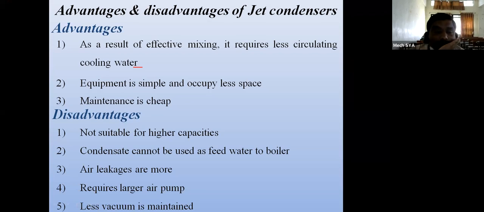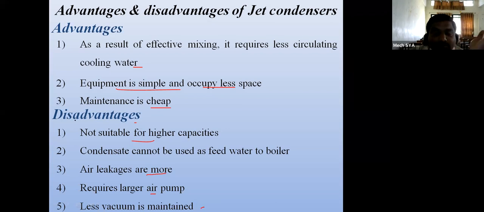The equipment is very simple. A jet condenser is simple and occupies less space. Maintenance is cheap because of low manufacturing cost. Disadvantages: not suitable for high capacity plants. Condensate cannot be used directly as feed water. Air leakages are more, so a larger air pump is required and less vacuum is maintained. So these are the disadvantages.